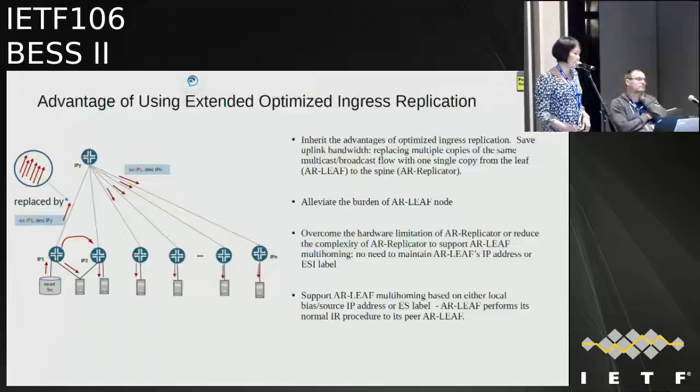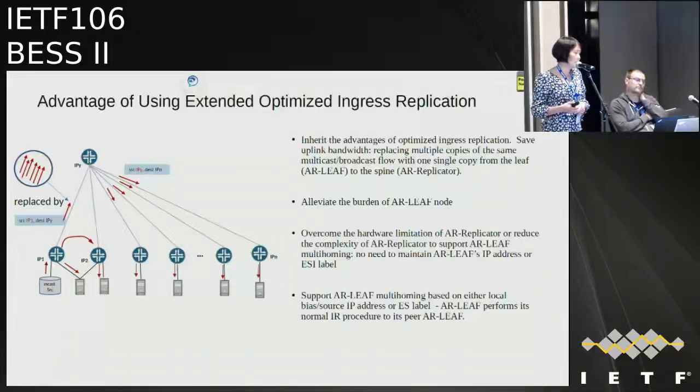So there is uplink bandwidth saving, and it also alleviates the burden on the AR leaf of replicating traffic. Imagine you have over 200, 300 leaves. You would have to replicate so many copies, right? So this is a definite benefit of optimized ingress replication.